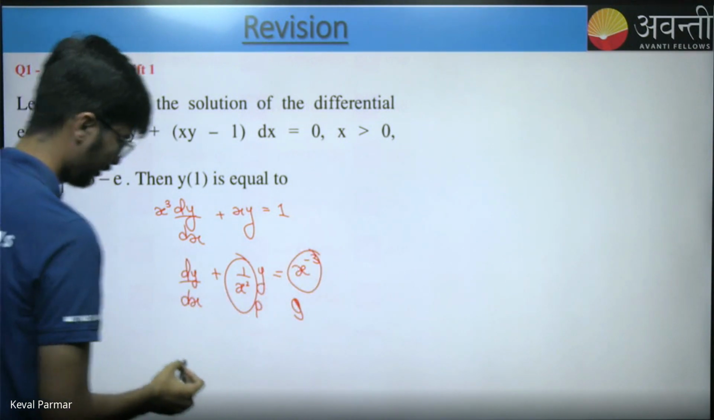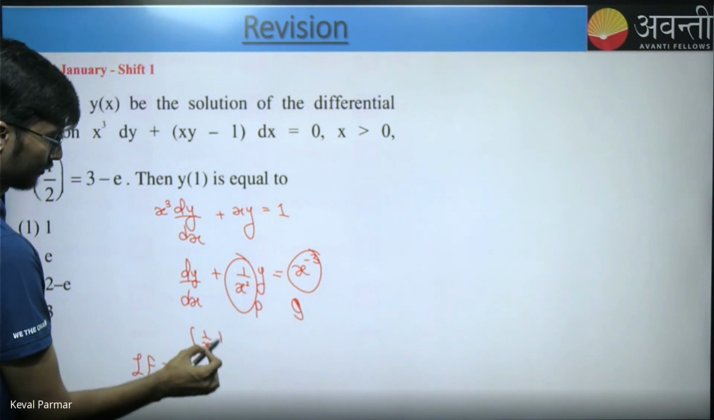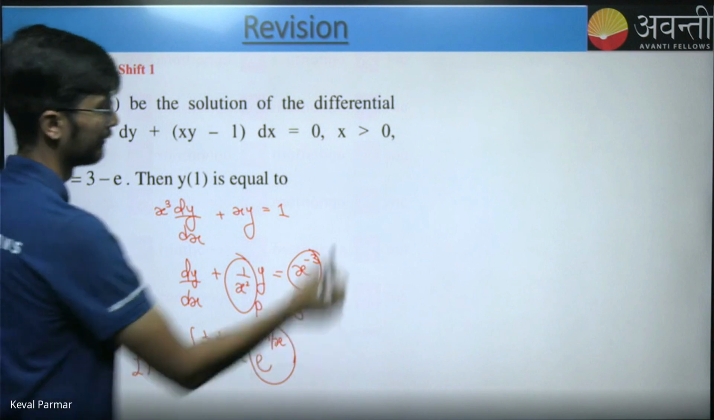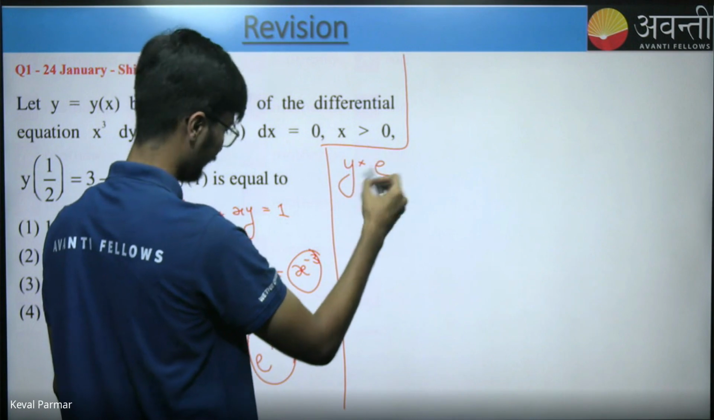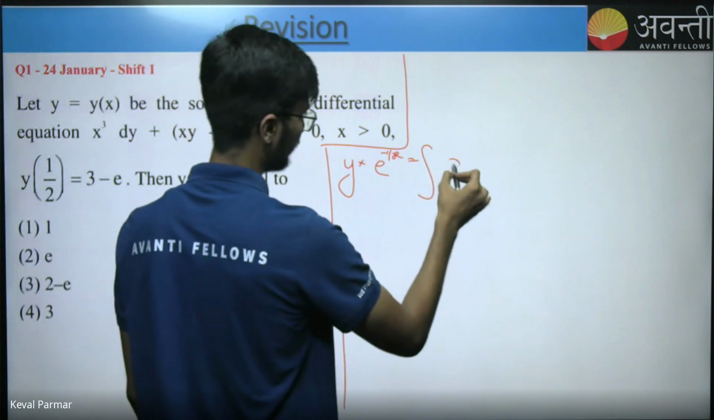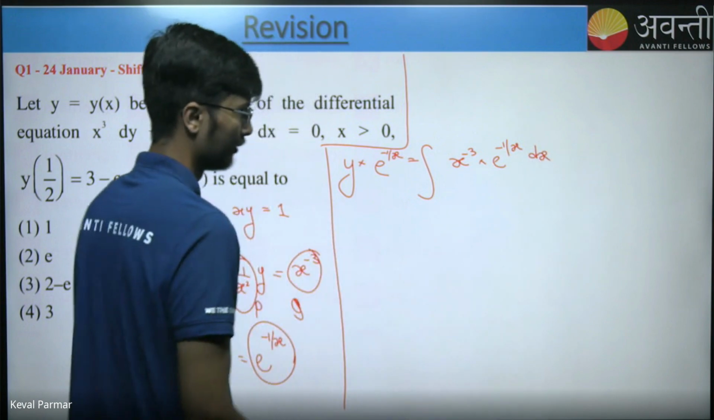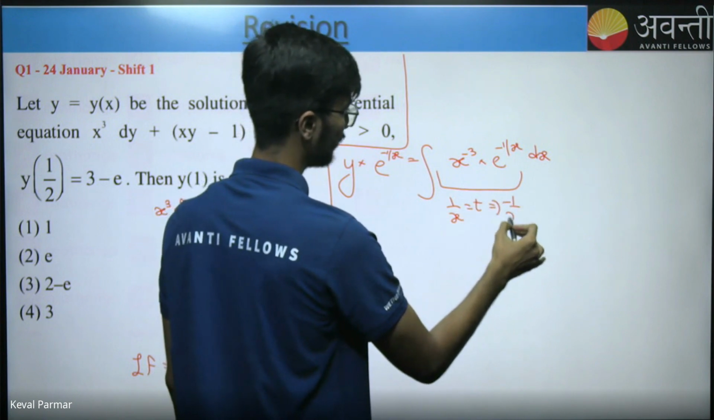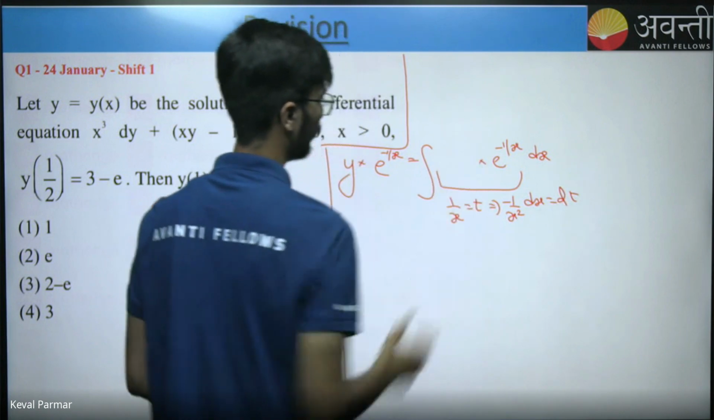What is the integrating factor? The integrating factor is e raised to the integration of 1 by x square dx, which is e raised to minus 1 by x. This is the integrating factor. What will be the solution? The solution will be y into the integrating factor equals the integration of q, so x raised to the power minus 3 into e raised to the power minus 1 by x dx. Here we can put 1 by x equals t. That means minus 1 by x square dx will be equal to dt. This is basically 1 by x cube.